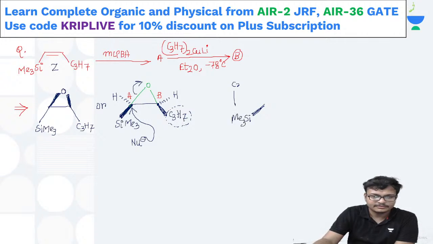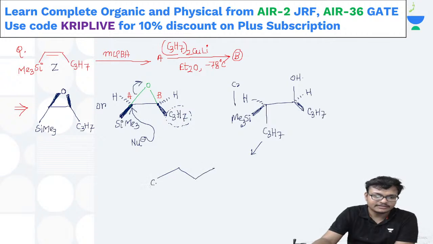SiMe3. SiMe3 is on this side. Now hydrogen is on this side. Now this one is the C3H7. Hydrogen is on this side, C3H7 is on this side, and there is OH. Now we have to make sure that we are writing down the C3H7 in a particular zigzag conformation. Okay.